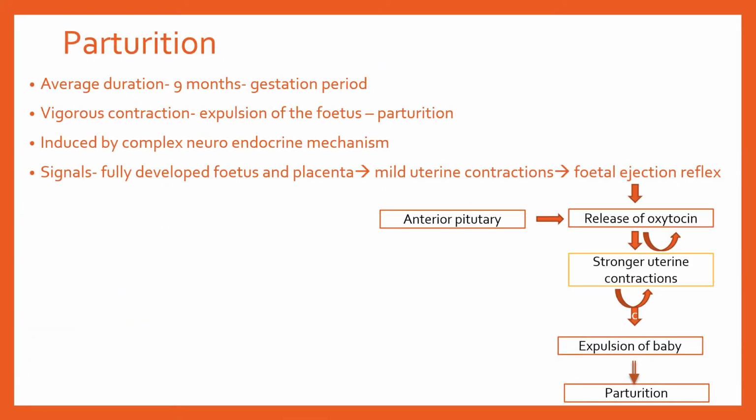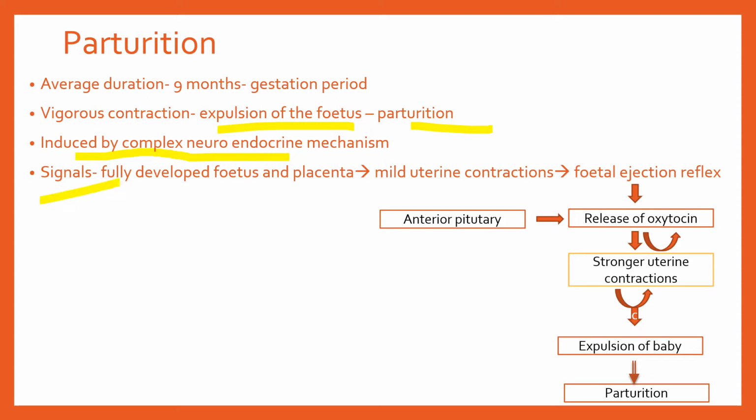Next is parturition. As I told you, the average duration of human pregnancy is about 9 months, and that period is called the gestation period. What happens after this is a vigorous contraction of the uterus at the end of the pregnancy, and that vigorous contraction expels the fetus out, and that condition is known as parturition. And this parturition is induced by a complex neuroendocrine mechanism. That means the nervous system as well as the hormonal system act together.